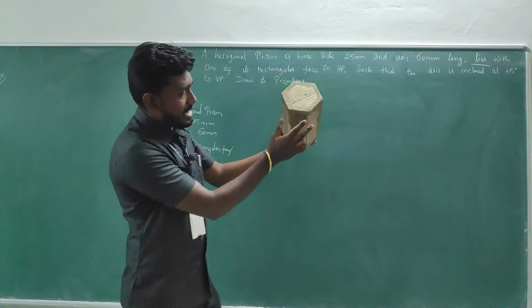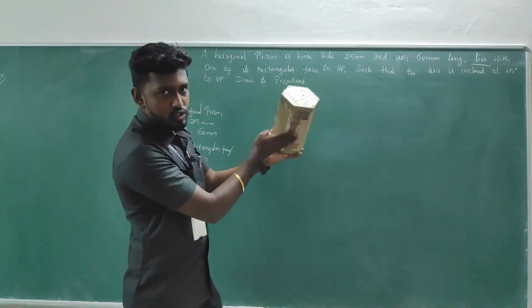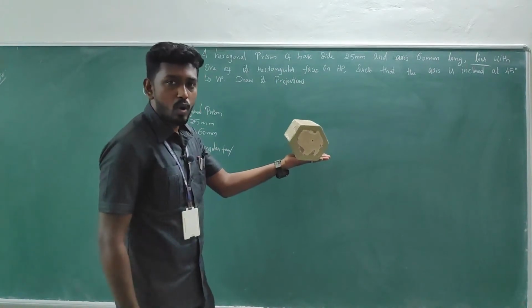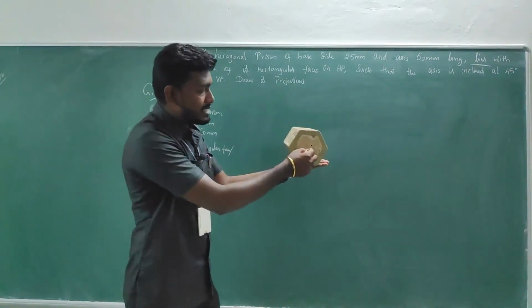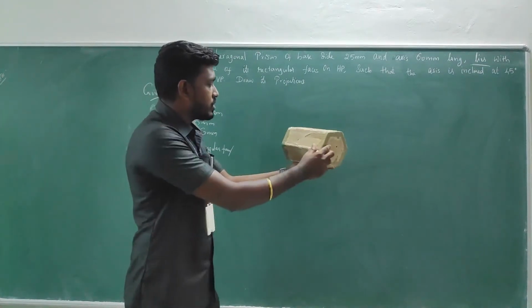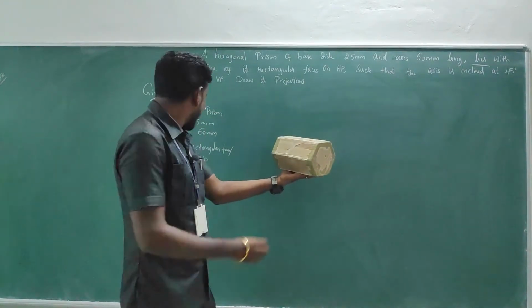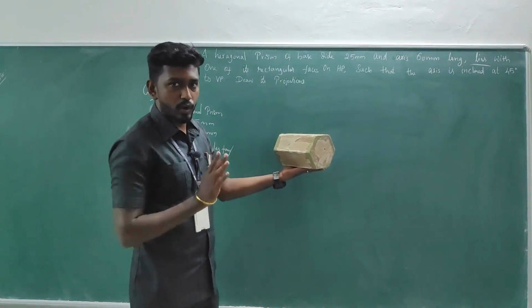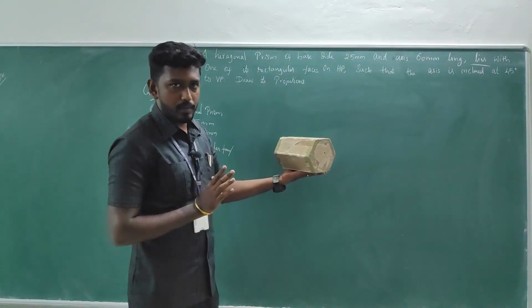This is the rectangular face of the object. One of the rectangular faces is kept on HP, and the axis, the imaginary line passing through the center of the top and bottom, is inclined at an angle of 45 degrees. So this is how the object is placed, for which we are going to take the observation.